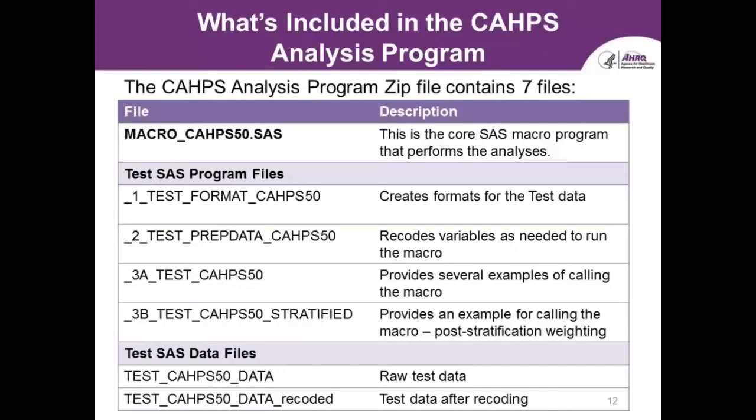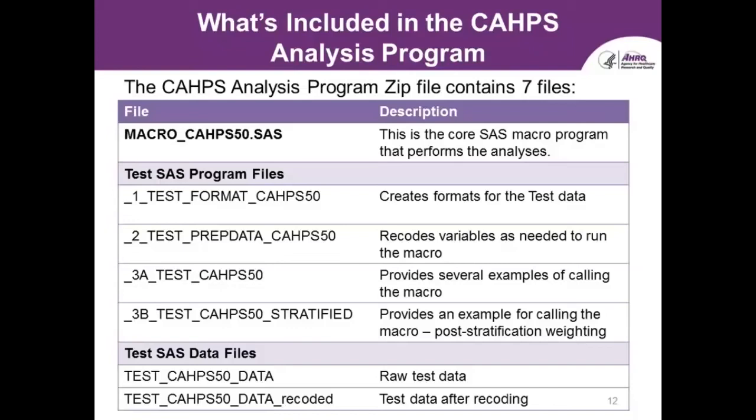Then 3A, test_CAHPS50, provides real examples of calling the macro, your SAS code. And we'll talk about that in just a minute. And then 3B provides a more complex example using post-stratification weighting for those who might want to do that.